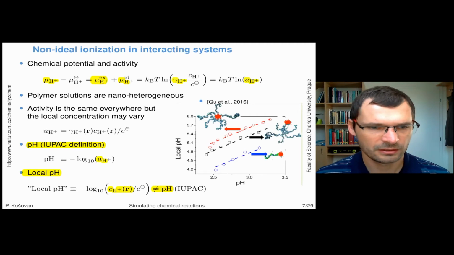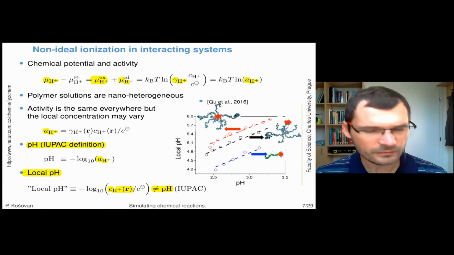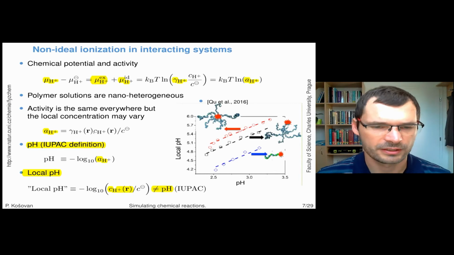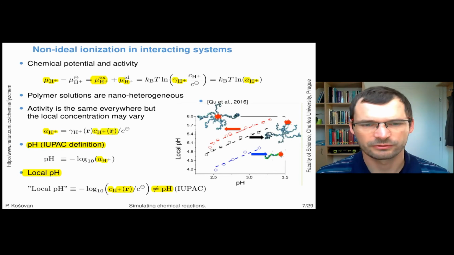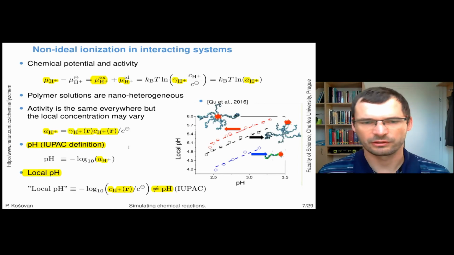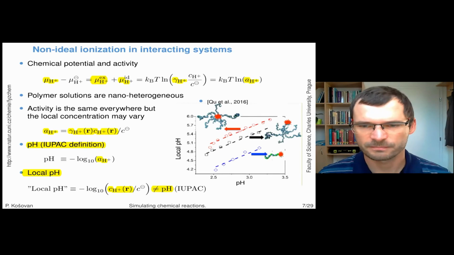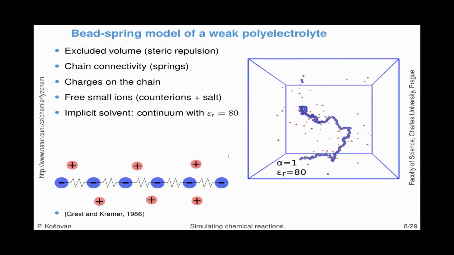In here, the activity in such a nanoheterogeneous system must be the same everywhere. One can depict that or express that as a product of the local variation of the concentration, the local variation of this activity coefficient, the local correction for interactions. This is a kind of system that we would like to model in our simulations in ESPResSo.